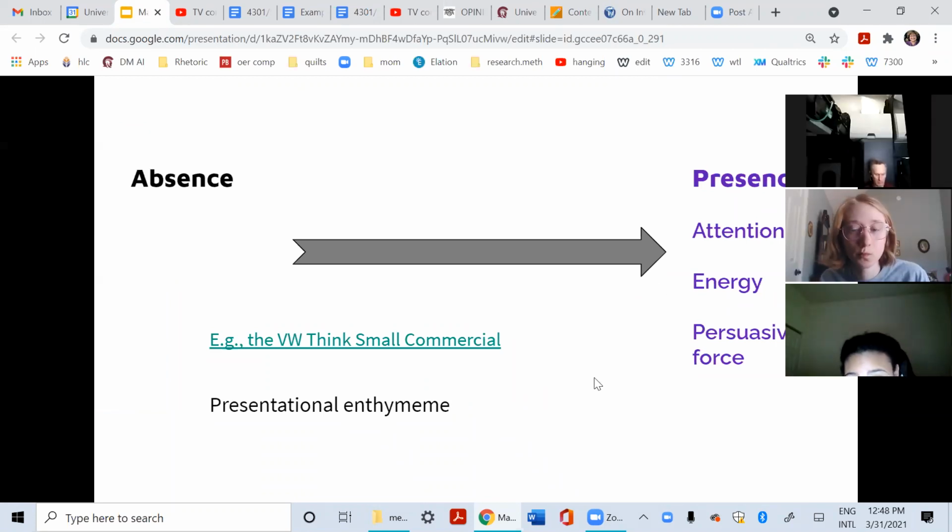So this is a great ad for talking about how the movement in a piece of rhetoric might be from absence to presence. The ad starts with this blank white, well, not completely blank, but a big white page that says "think small." So what was going on in your mind when you saw "think small"?